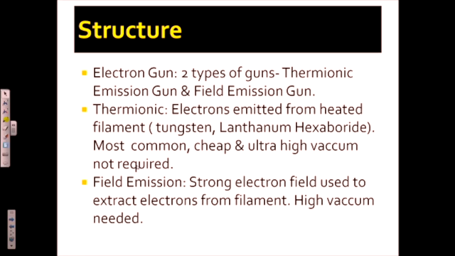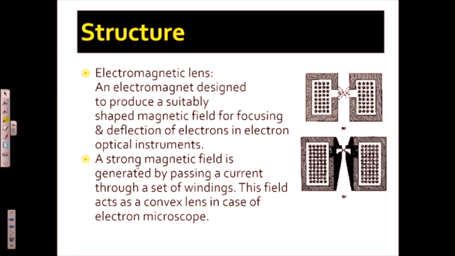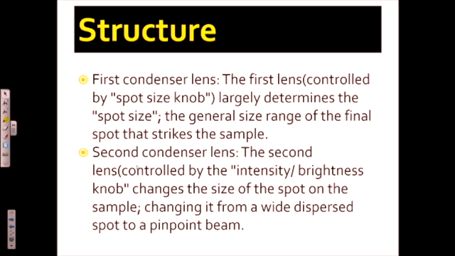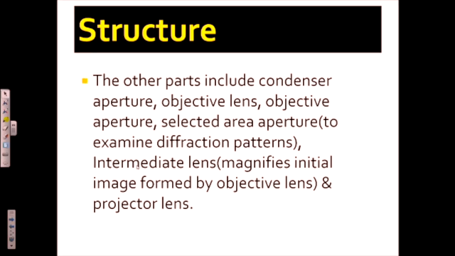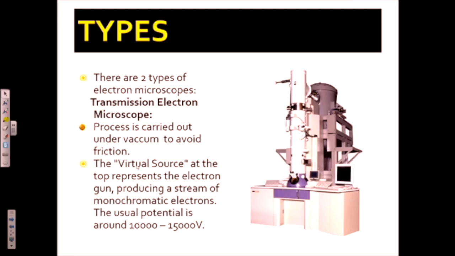And there is a field emission, I think, if I'm not wrong, and an electromagnetic lens that is used to produce an electromagnetic field for focusing and deflection of the electrons. There is a strong magnetic field created by passing a current, and it's totally physics. There is a condenser lens, a second condenser lens, and projector lenses.